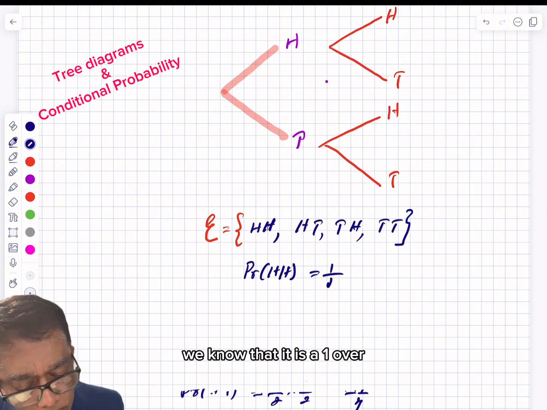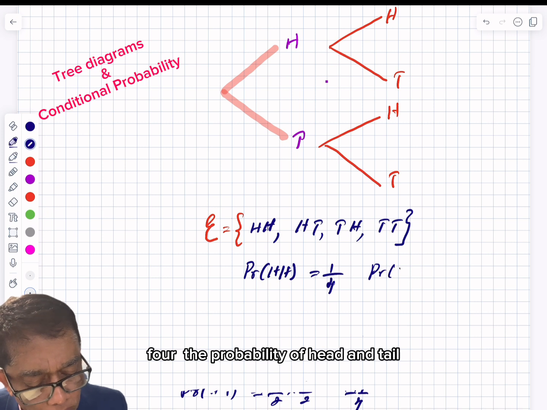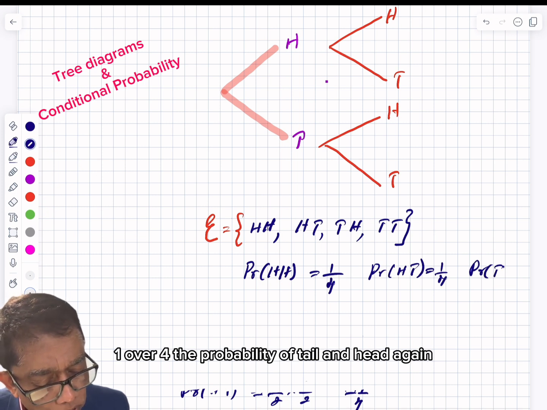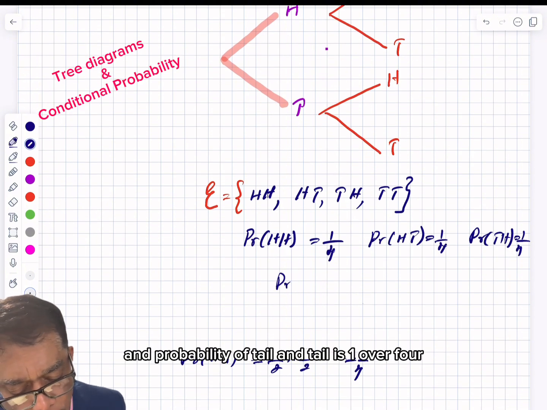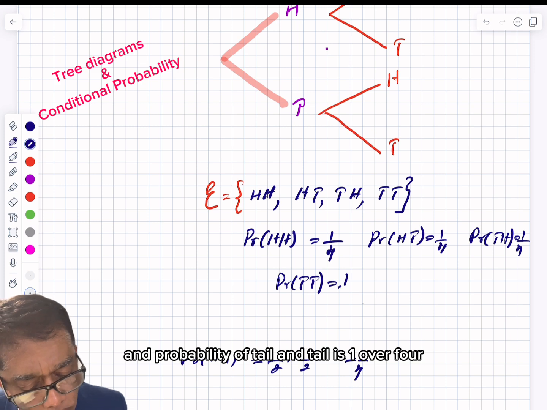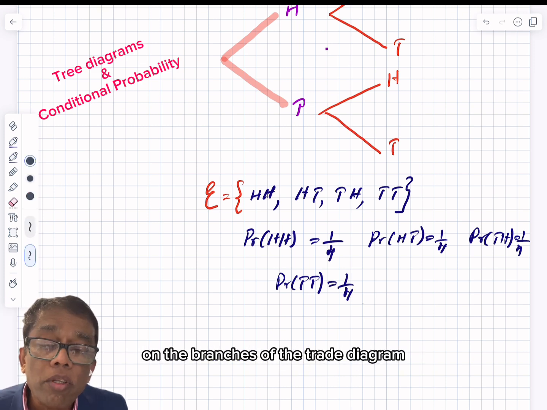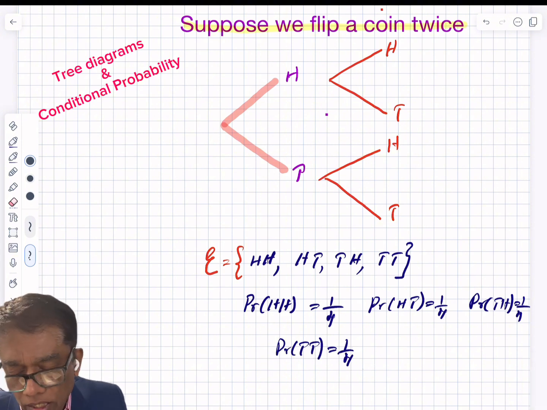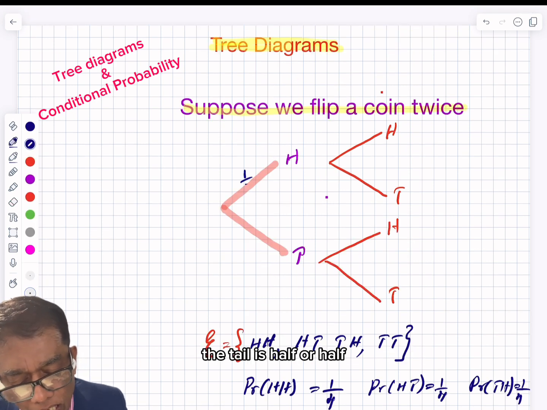What is the probability of head-head? We know that it is 1/4. The probability of head and tail is 1/4. The probability of tail and head is again 1/4, and the probability of tail and tail is 1/4. In general, we denote the probabilities on the branches of the tree diagram. Since it is a fair coin, the probability of getting head is half, and the tail is also half.